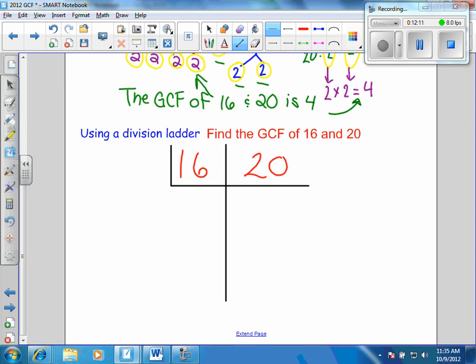And now you find common things to 16 and 20. So like 2 goes into both of them because they're even. Okay? So I'm going to start with 2. And because I know 2 goes into 16 and 2 goes into 20, I'm going to put a 2 right here. So Kayla, what's 16 divided by 2?